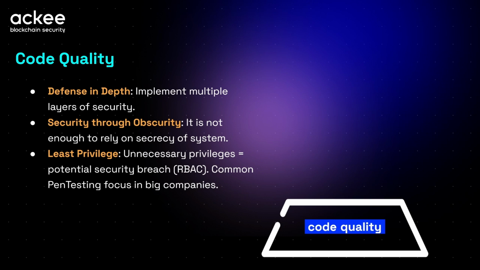The next point is about the least privileges. Unnecessary privileges always equal potential security breaches. In this case, I have specified role-based access control, and I have also written here: common pen testing focus in big companies. So currently, the pen testers that try to break into big companies and test their security, this is one of the attack vectors: employees. I think the term is social engineering.